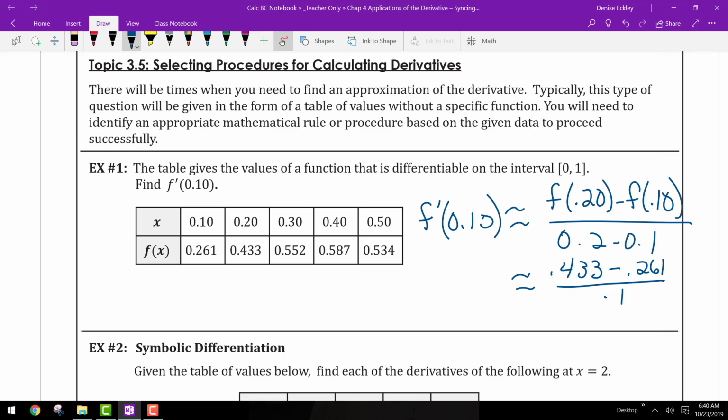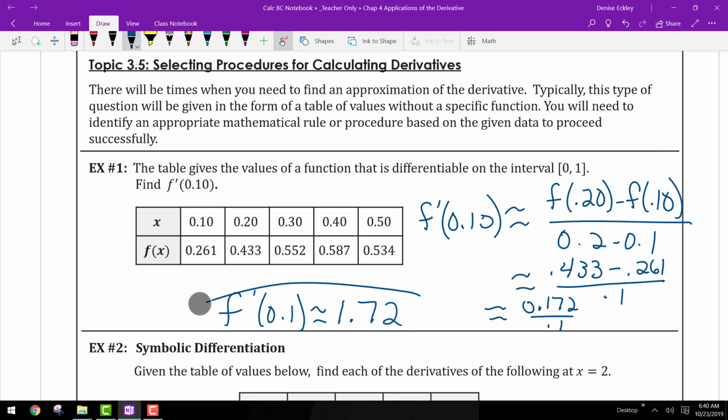So substituting in the values from the table, we get that this is approximately equal to 0.172 over 0.1, which gives us the approximation of 1.72.